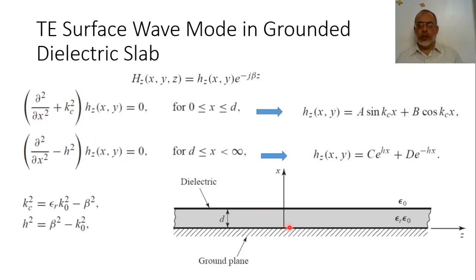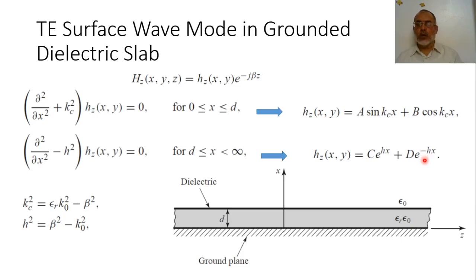And as we said, the field dependence on y is constant, so the derivative with respect to y would be 0. And we said that the solution of such a Helmholtz wave equation would be, inside the dielectric slab, a sine kcx plus b cosine kcx. Outside the dielectric slab, it would be c e to the power hx plus d e to the power minus hx.